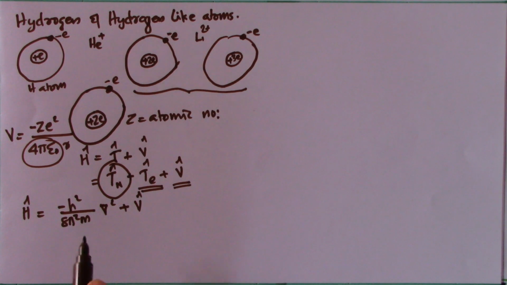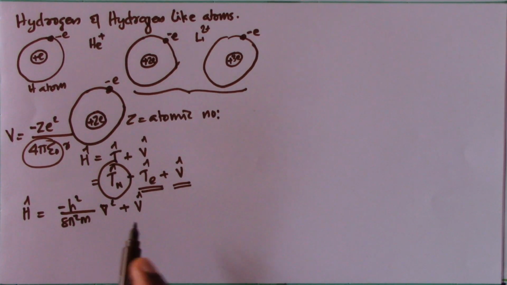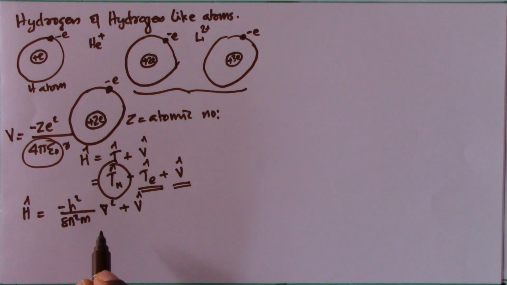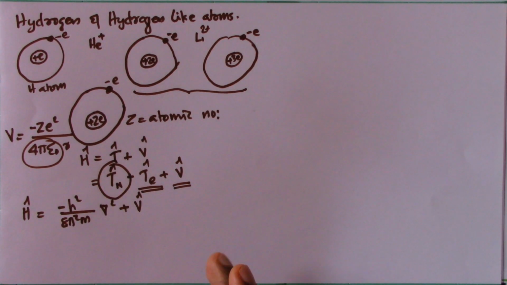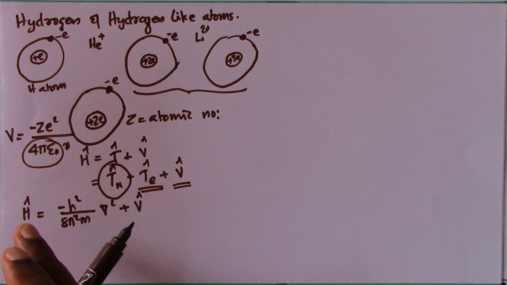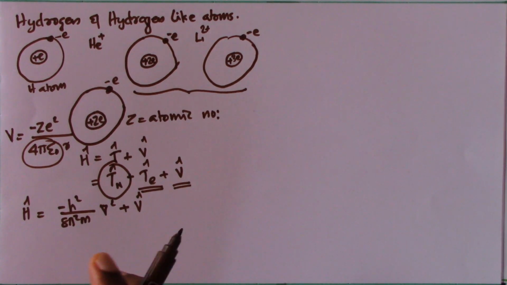Okay, and the Hamiltonian is minus h square divided by 8 pi square m del square plus V cap, and here del square represents dou square by dou x square plus dou square by dou y square plus dou square by dou z square, and x, y and z are the position coordinates of the electron. Okay, so this del square is for the electron, and what we have to do here is to express this del square in terms of polar coordinates. We already learned previously how to express del square in terms of polar coordinates.